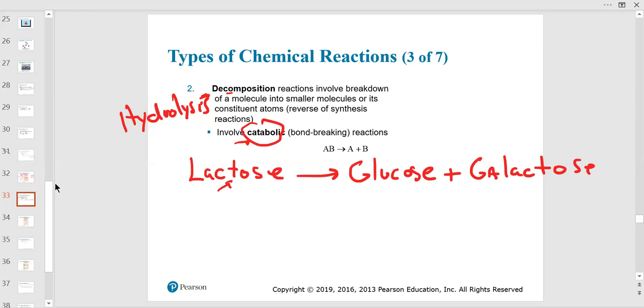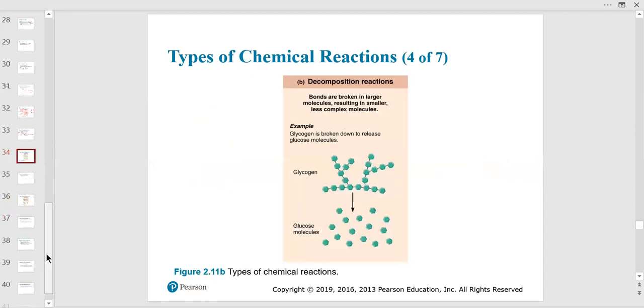We're catabolizing, we're decomposing lactose. I don't know, decomposing sounds morbid though. I like hydrolysis better. So remember, dehydration synthesis would be the other direction. We lose a water, but in this case, we're adding water. So dehydration synthesis versus hydrolysis. Got to kind of remember that.